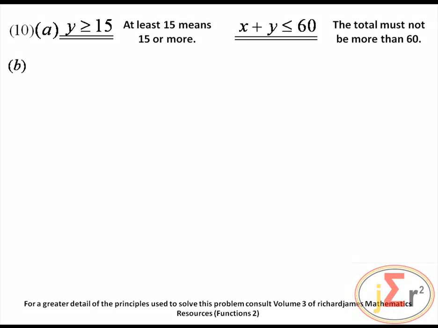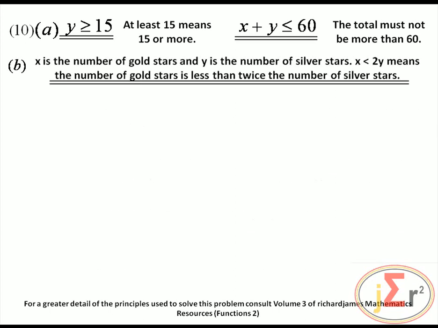B. Describe in words the condition represented by the inequality X is less than 2Y. So we have X is less than 2Y. X is the number of gold stars and Y is the number of silver stars. X is less than 2Y means the number of gold stars is less than twice the number of silver stars.